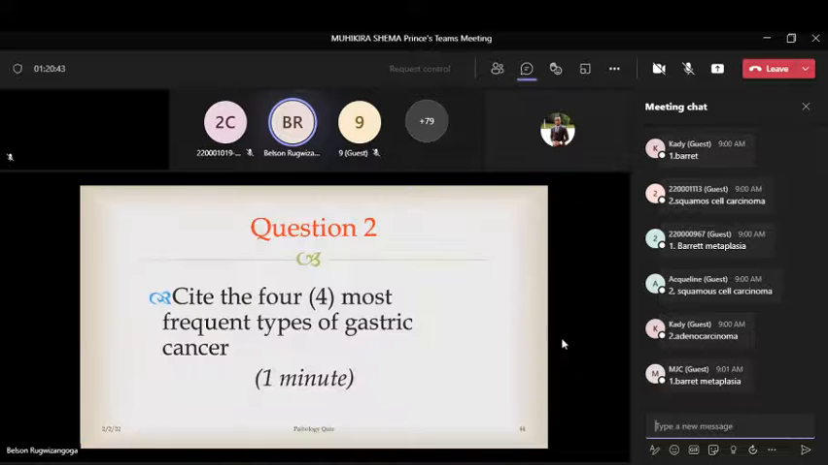Okay, so we have a question. Please type in the chat, cite the four most frequent types of gastric cancer.